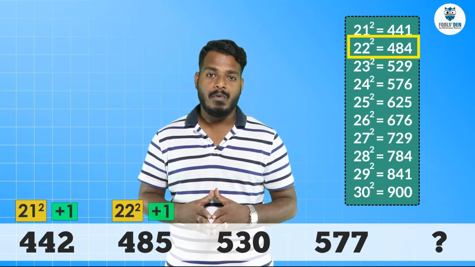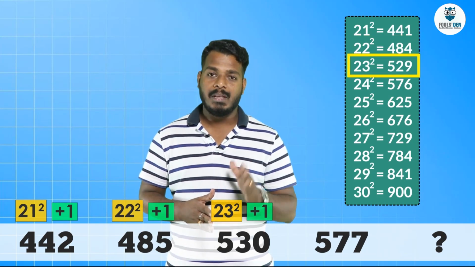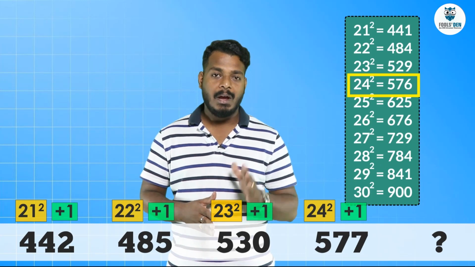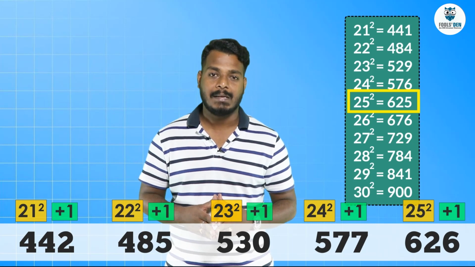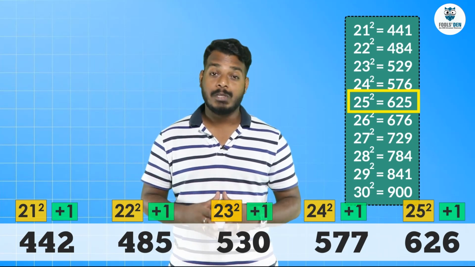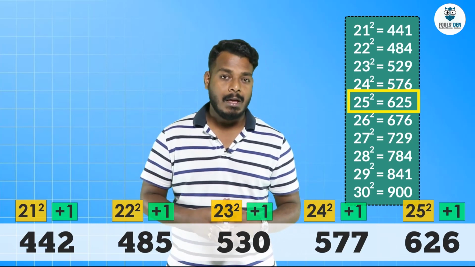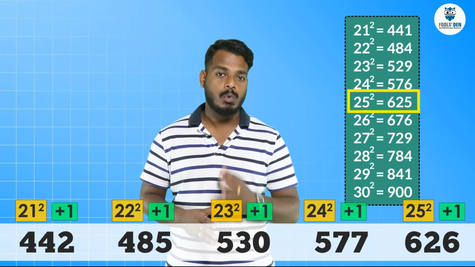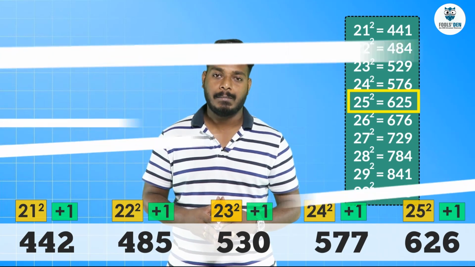The next number, 530, is 23 square plus 1. The next number is 24 square plus 1. So your answer should be 25 square plus 1, that is 626. Now, that wasn't an easy question, but in the exam, definitely you can get questions like these. Now, how would you pick these questions? For that, you have to remember squares up to 30 and cubes up to 10.